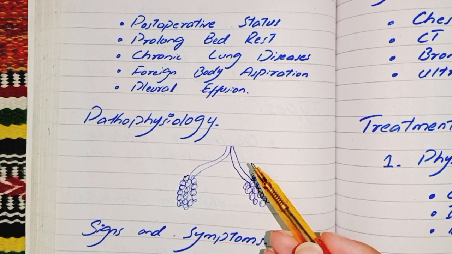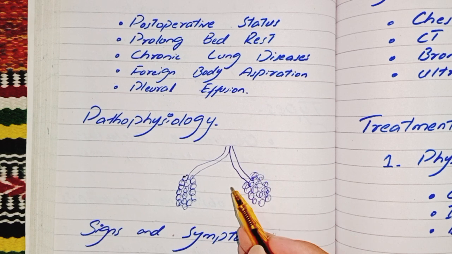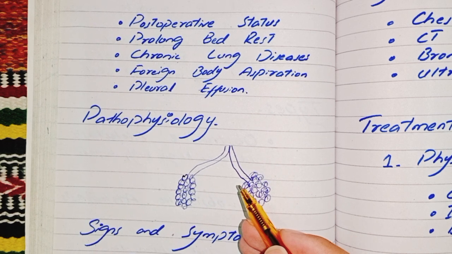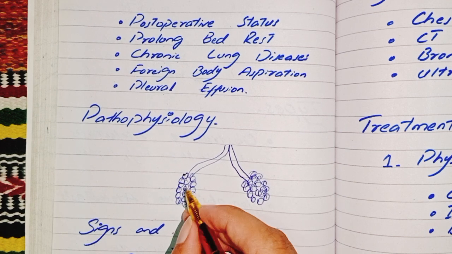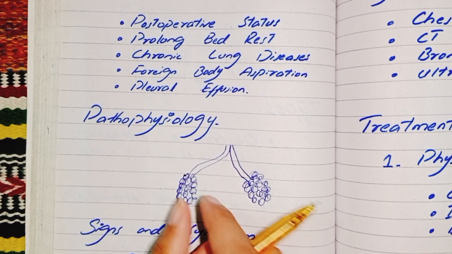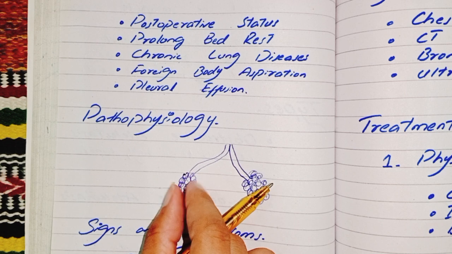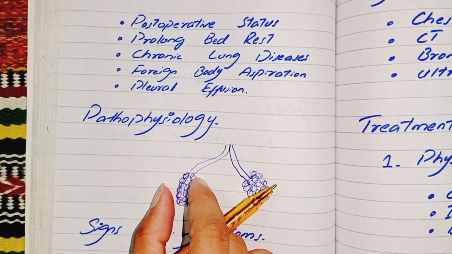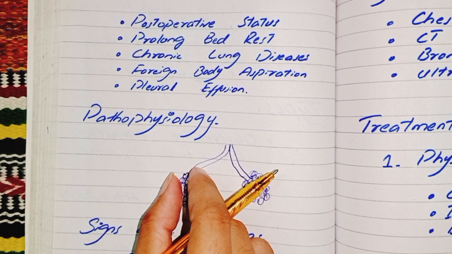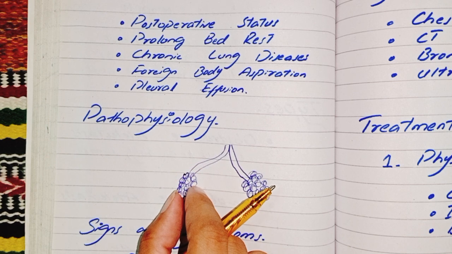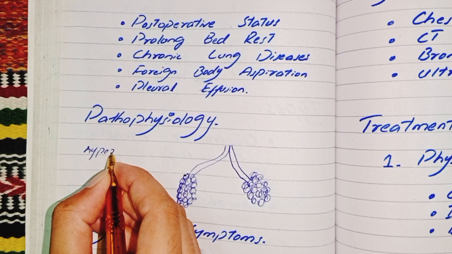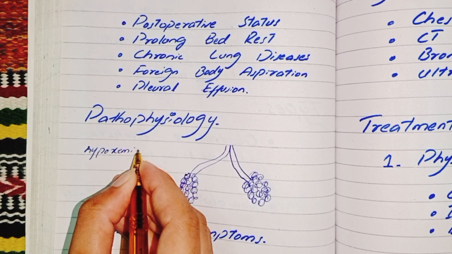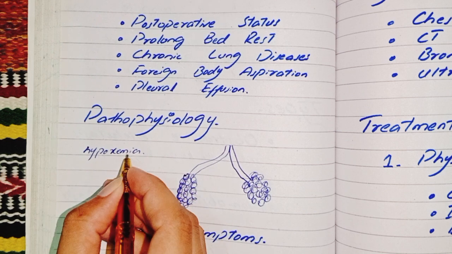Atelectasis disturbs the normal ventilation and perfusion within the lungs. When the alveoli collapse, they no longer participate in gas exchange. Alveoli collapse in atelectasis. They become constricted in that area. They become deflated. They are reduced from their actual size. That results in hypoxemia. What is hypoxemia? Hypoxemia is low oxygen blood levels.